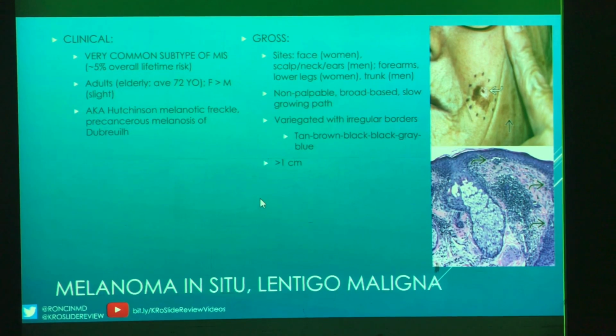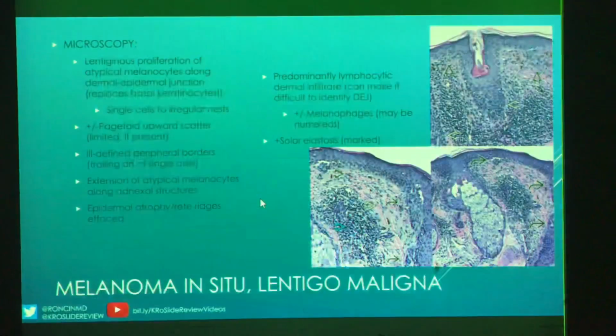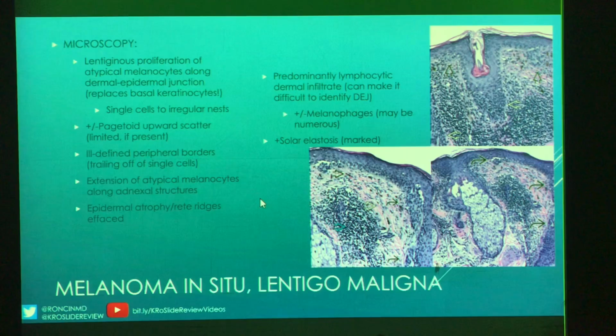So again, face, scalp, sun-exposed areas. These are very broad, flat lesions. They're non-palpable and slow growing. Just like all melanoma, they're going to be variegated with irregular borders, and these tend to be a little larger, greater than 1 centimeter. And again, lentiginous proliferation of atypical melanocytes along the DEJ. These replace the basal keratinocytes, which is why they occur along the basal surface. You can have single cells like we saw in our case, or irregular nests, or both.